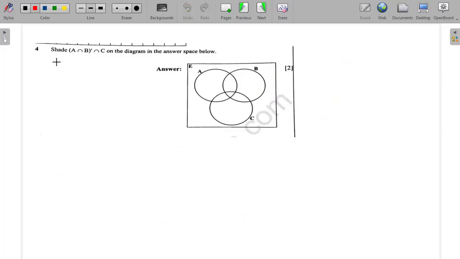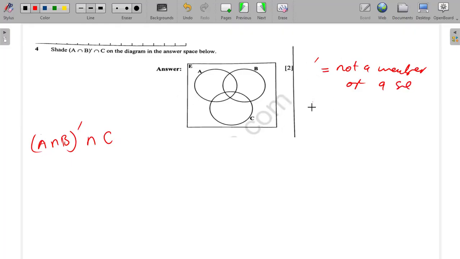Okay. So we have been given this question saying shade A intersection B complement, intersection C, on this Venn diagram. So let me just explain some of the terms that we've been given here. Whenever you see a complement, this stands for not a member of a set. Whenever you have this intersection symbol, it means common between sets.